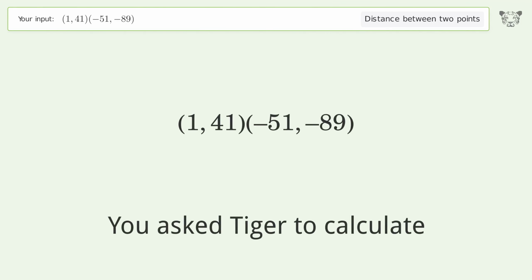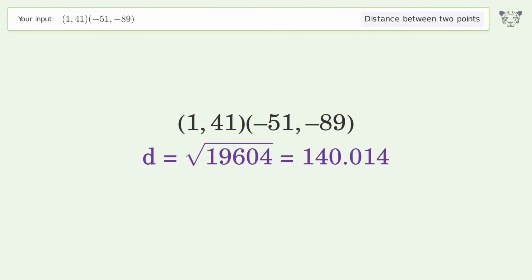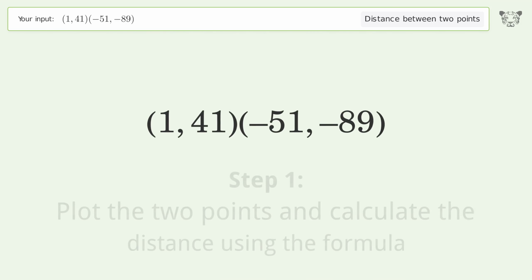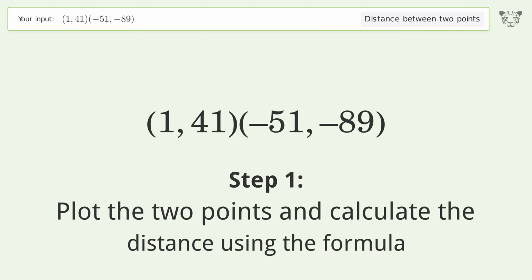You ask Tiger to calculate. This deals with the distance between 2 points. The distance between the 2 points is the square root of 19,604, or 140.014. Let's solve it step by step. Plot the 2 points and calculate the distance using the formula.